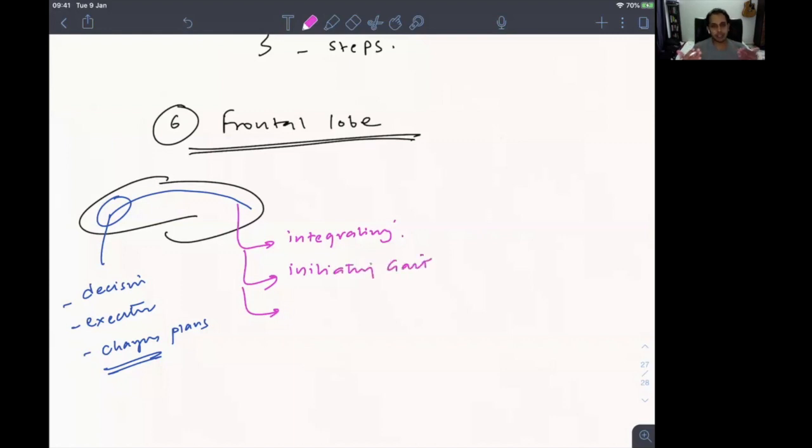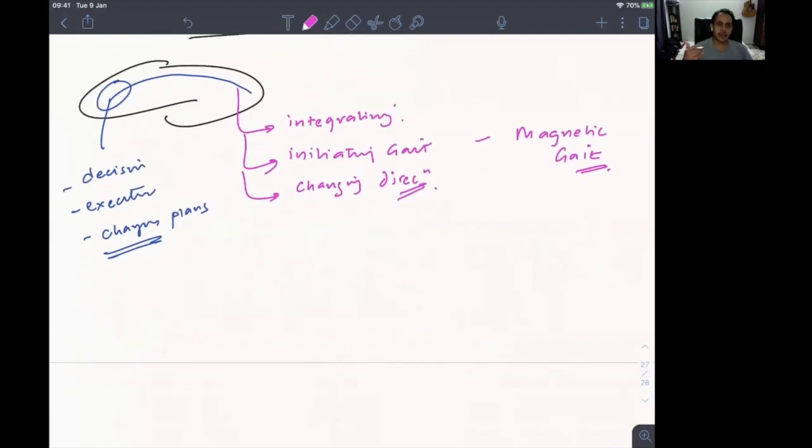So when you ask a patient with a frontal lobe disorder to start walking, you'll feel like his feet are stuck to the ground. So that is why it is also known as magnetic gait. So you'll feel like his feet are stuck to the ground, and even when he's walking, his feet are hardly lifting off the ground. It is as if the feet are stuck to the ground. So it is called magnetic gait. He has trouble changing direction. So changing gait, that is an issue.